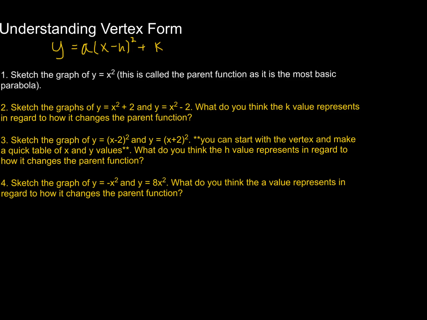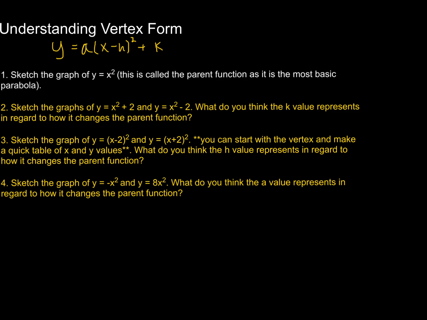All right, so to understand the vertex form of a quadratic, it's helpful to graph a couple of different variations of it where we're only changing either the a, h, or k value. So that way you can really clearly in your mind picture how changing that one value will affect your very basic parabola. And so to start off, just sketch the graph of y equals x squared.